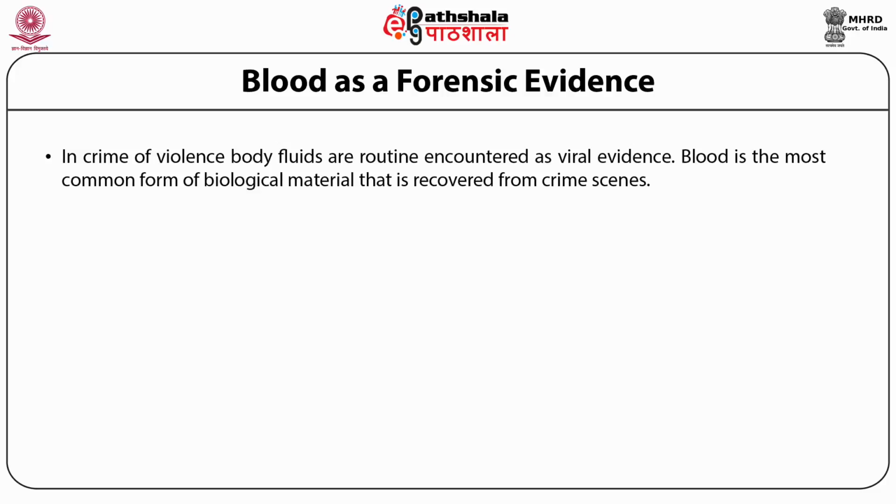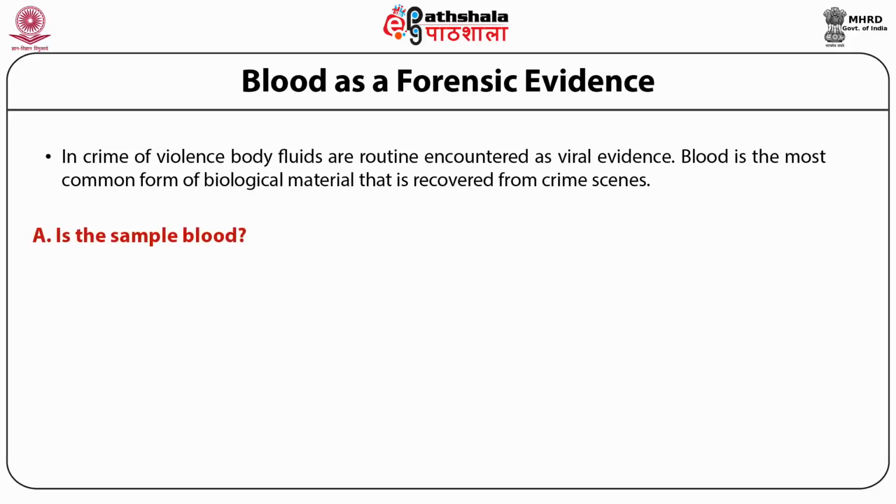Blood is the most common form of biological material recovered from a crime scene, along with other evidence. Blood stain analysis may be used to place a person at a crime scene or possibly to completely exclude that person. Now the important question arises: is the blood of a human being or some other group? Is the sample blood or something else?